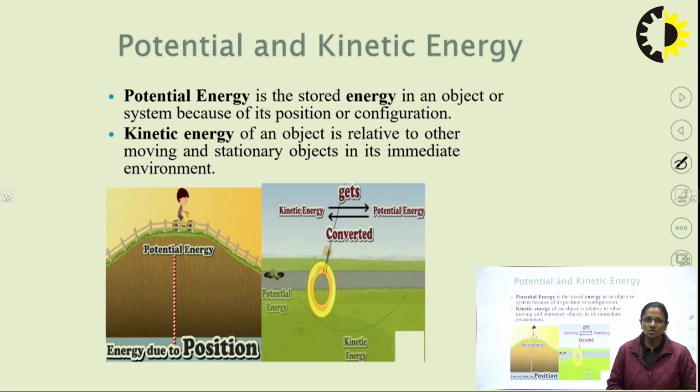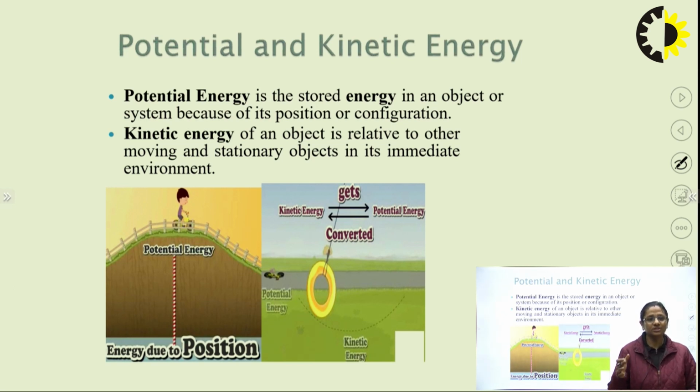The potential energy is the stored energy in an object or system because of its position or the configuration. So, water is stored to certain level to increase the potential energy of the water. Then this potential energy is utilized to run the turbines. Directly that potential energy cannot definitely run the turbine. So, potential energy of the water gets converted to the kinetic energy of flowing water while rotating the shaft of the turbine. The kinetic energy of an object is relative to other moving and stationary objects in its immediate environment. So, potential and kinetic energies are utilized for conversion of hydropower to the electrical power.